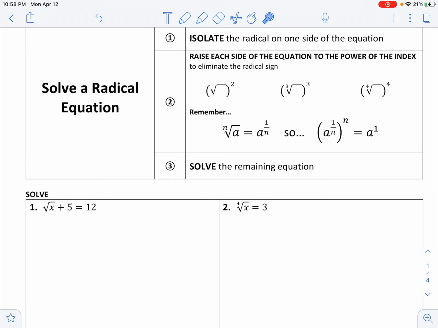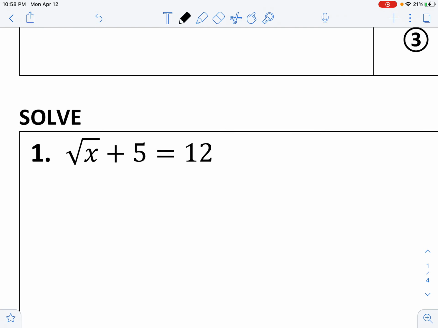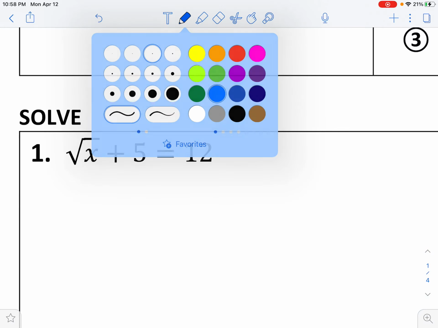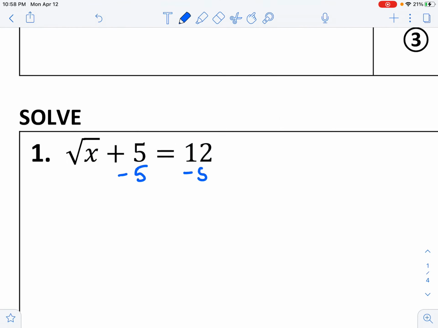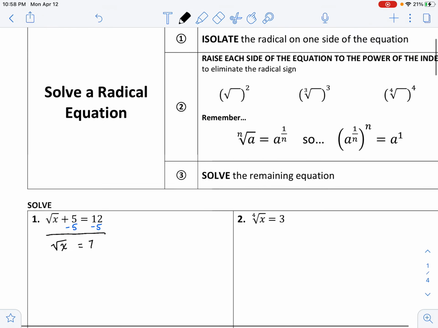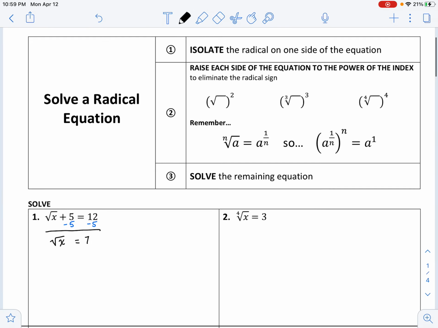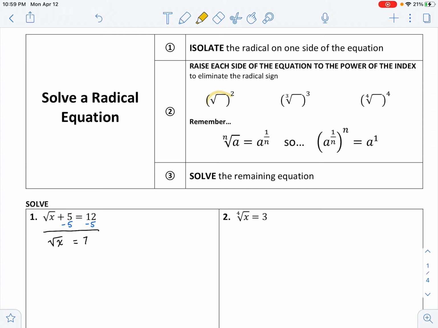All right, so in our first problem, we want to get the square root of x by itself. So we're just going to subtract 5 from both sides of our equation. And when we do that, we will get the equation square root of x equals 7. Now that we have our square root on one side of our equation, we're going to square both sides of our equation. So when we square both sides of the equation, we're going to get x equals 49.